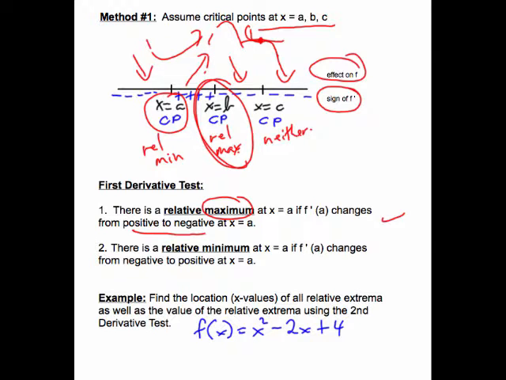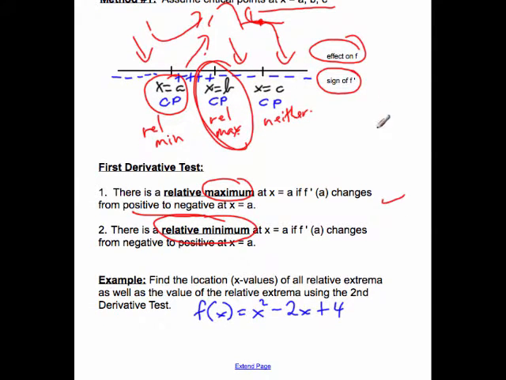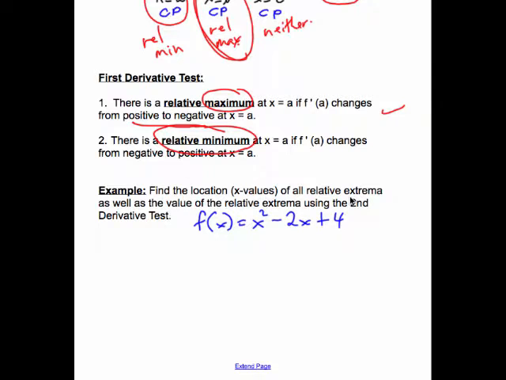If your derivative changes from negative to positive, then you're dealing with a relative min. Okay, let's apply that idea to the following example. I've got before me a basic function that I know about. I know that this is a parabola opening up, and because I know the shape, I know that it has one extrema point.